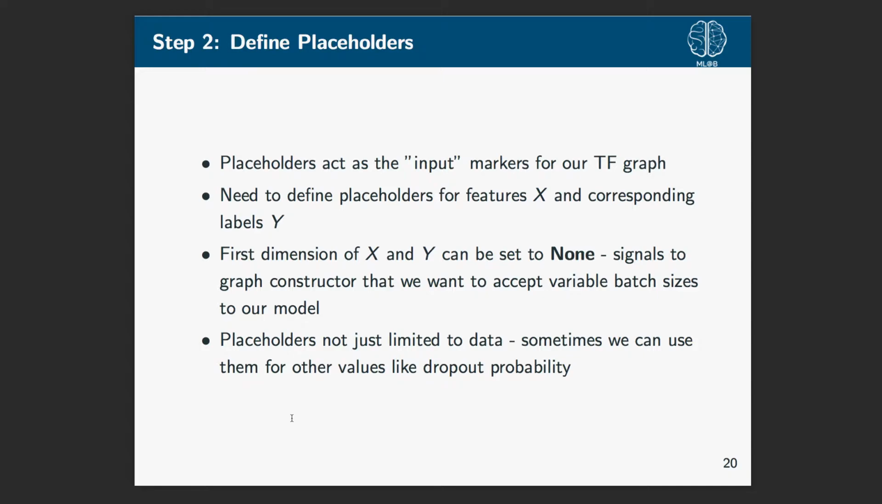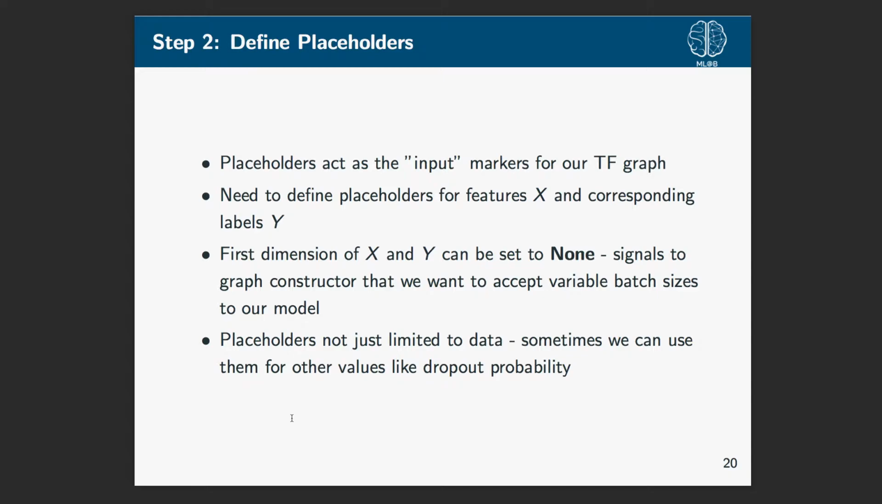So instead you have a placeholder, and you can feed the data into that when you run your session. The graph is created separately. It defines how the data should be flowing through the graph, and you create a placeholder that marks the input. And in the session, you actually input the data into the placeholder, and that's when it actually runs through. So for most problems, you need to define placeholders for the features X and the corresponding labels Y.